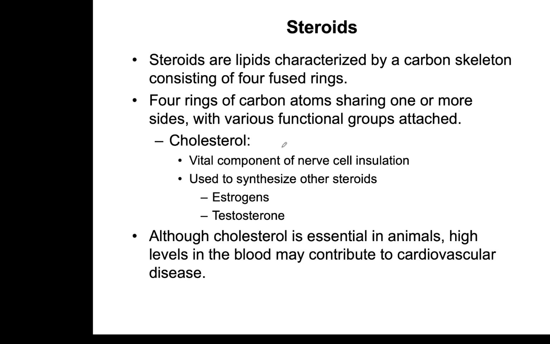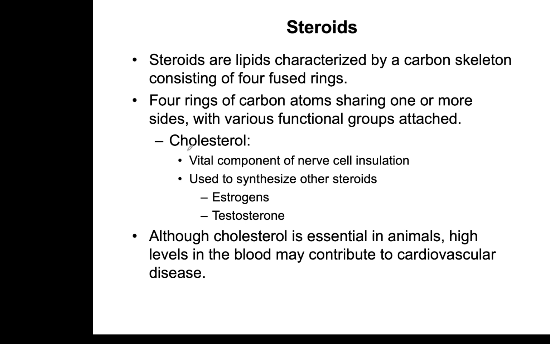Also, cholesterol is used to synthesize other steroids such as estrogen and testosterone. The precursor of estrogen and testosterone is cholesterol. So from cholesterol, some chemical modification takes place, resulting in estrogen and testosterone. So we need cholesterol to have estrogen, testosterone, and also to form myelin sheaths around the nerve cell.